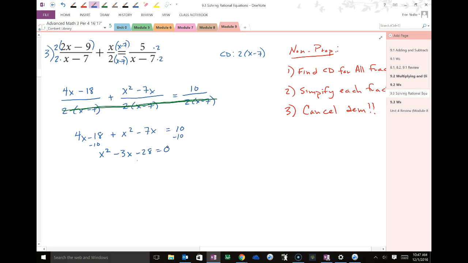Okay. So, gosh, I just love it when we can use an easy method every time. What two numbers multiply to negative 28 and add to negative 3? Negative 7, positive 4. There it goes. So, two possible solutions: 7 and negative 4. If I go back to the original equation, what is the one value that x cannot be? 7. Did I get 7? Dang it. So 7 is an extraneous solution, which means only 4 is my one solution.